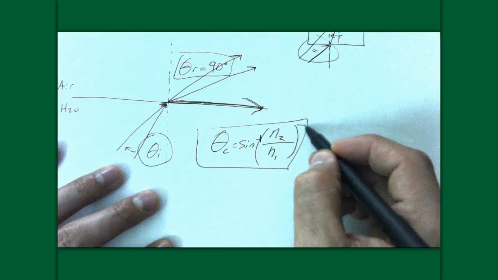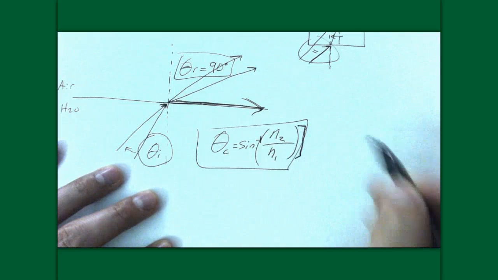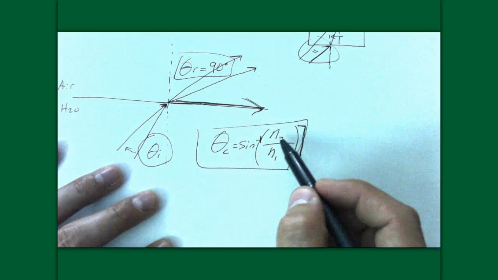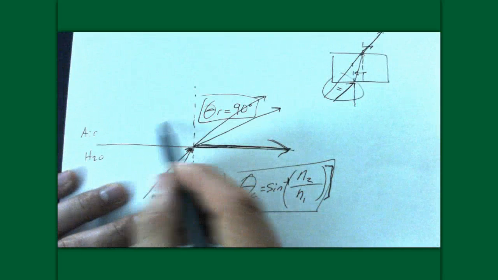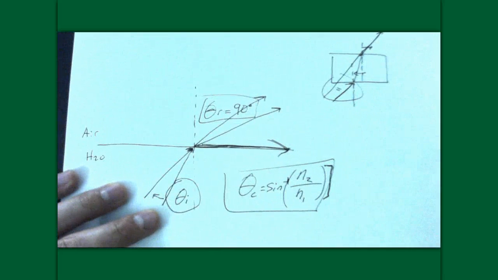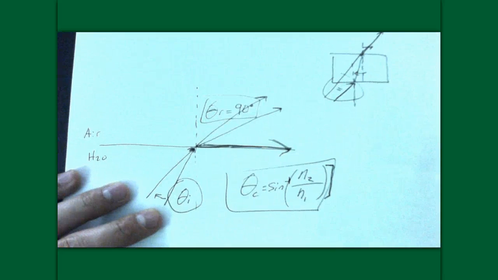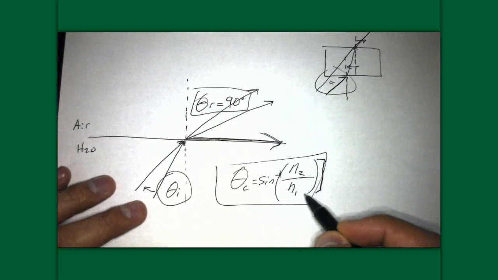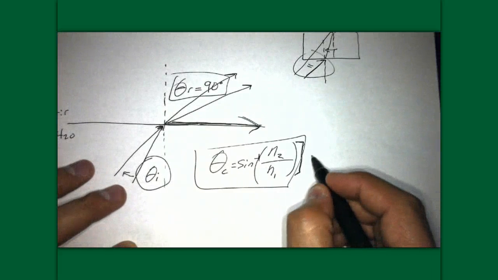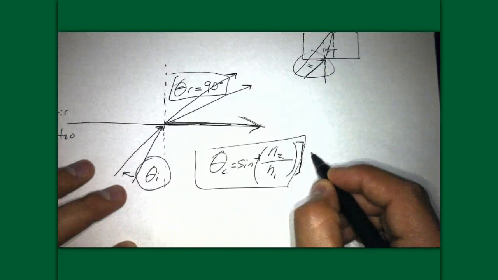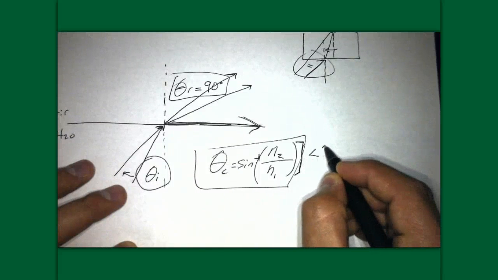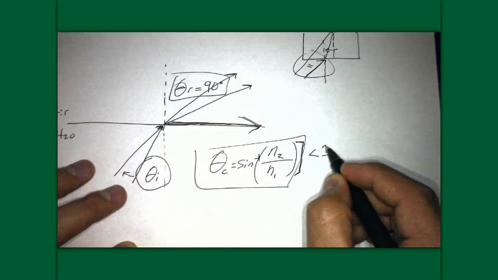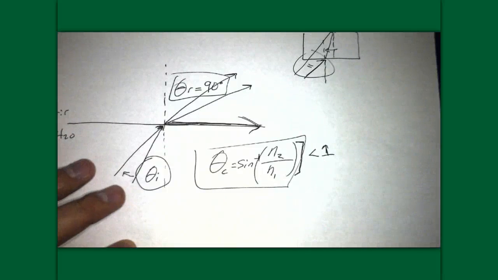Now realize with this fraction, you might want to write a note to yourself. This only works if you're going into a medium in which light moves faster. And for that reason, N2 will always be lower than N1, and if N2 is lower than N1, then whatever you get out of this fraction will always be less than 1.